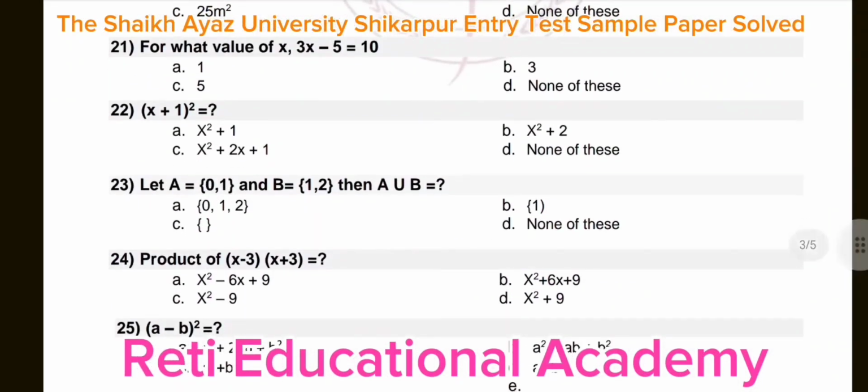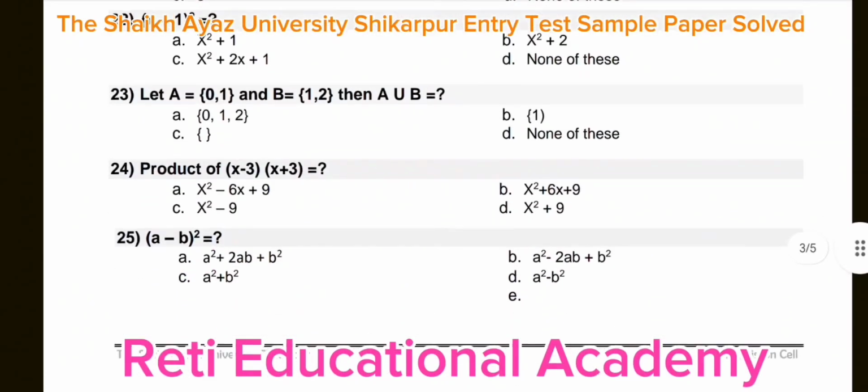Question number 23. Let A be equal to 0, 1 and B be equal to 1 and 2. Then A union B. What do you have to do in union? In union we have to put all the elements of A and B together. So it will be 0, 1 and 2. Option A is correct in this question.